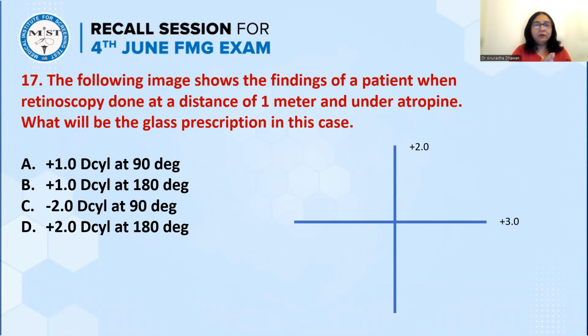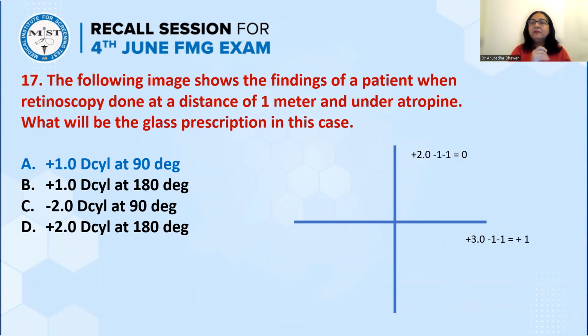Now we know that when we do the retinoscopy, we neutralize the reflex in the two principal meridia, that is the 90 degree and the 180 degree. And accordingly here, the readings were most likely +2 at the 90 degree meridian and +3 at the 180 degree meridian. Now friends, when we have the retinoscopy readings, how do we convert it into the spectacle prescription or the glass prescription? Okay, you have to subtract the working distance and the effect of the cycloplegia.